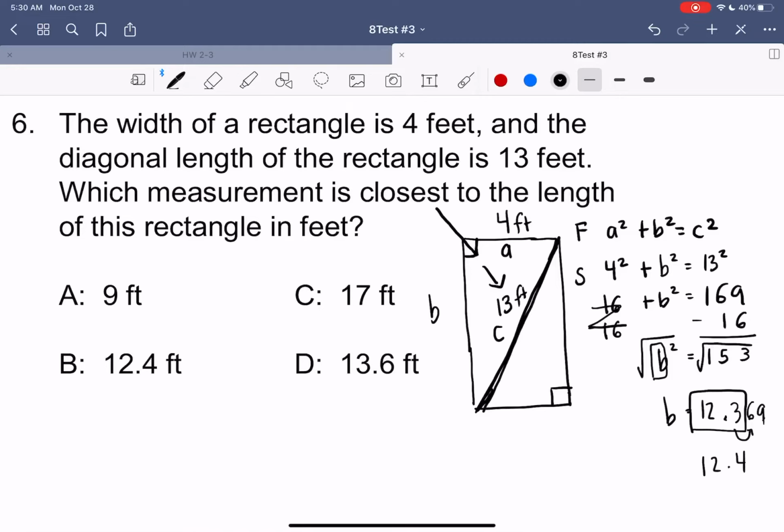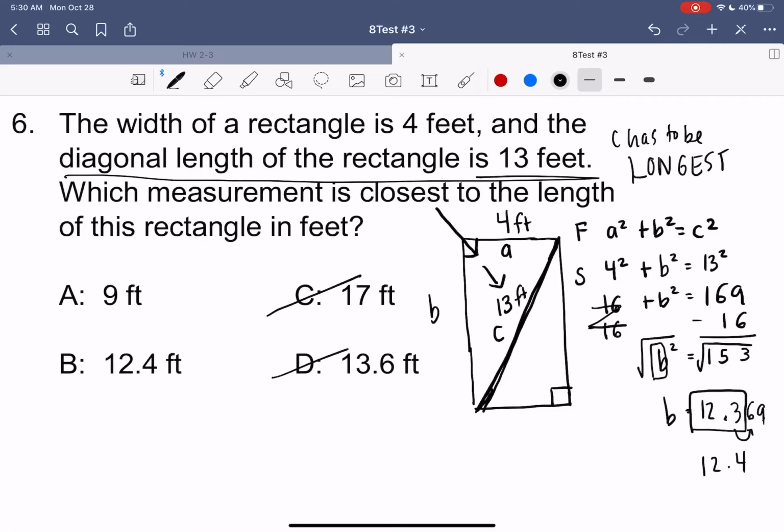And I'm just going to look at these two answer choices. So it gave us that the diagonal length was 13 feet. And since C has to be the longest length, we can automatically eliminate these two answer choices because that's longer than 13 feet. So we know that we have to have something that's shorter than 13. So we're left with this answer here.